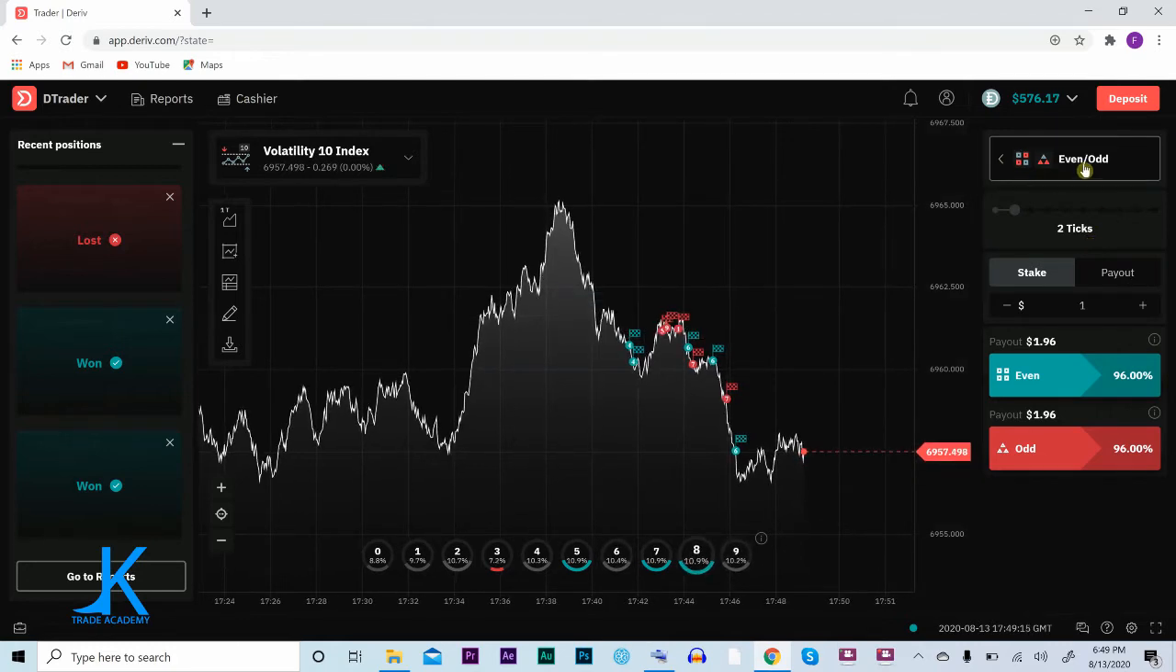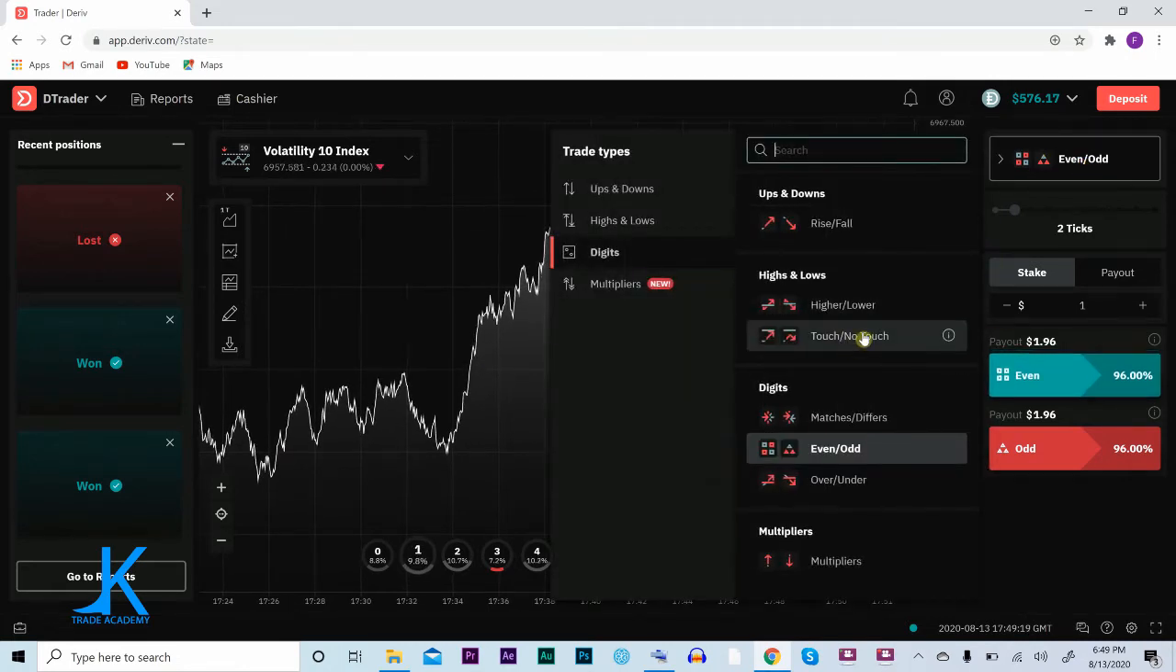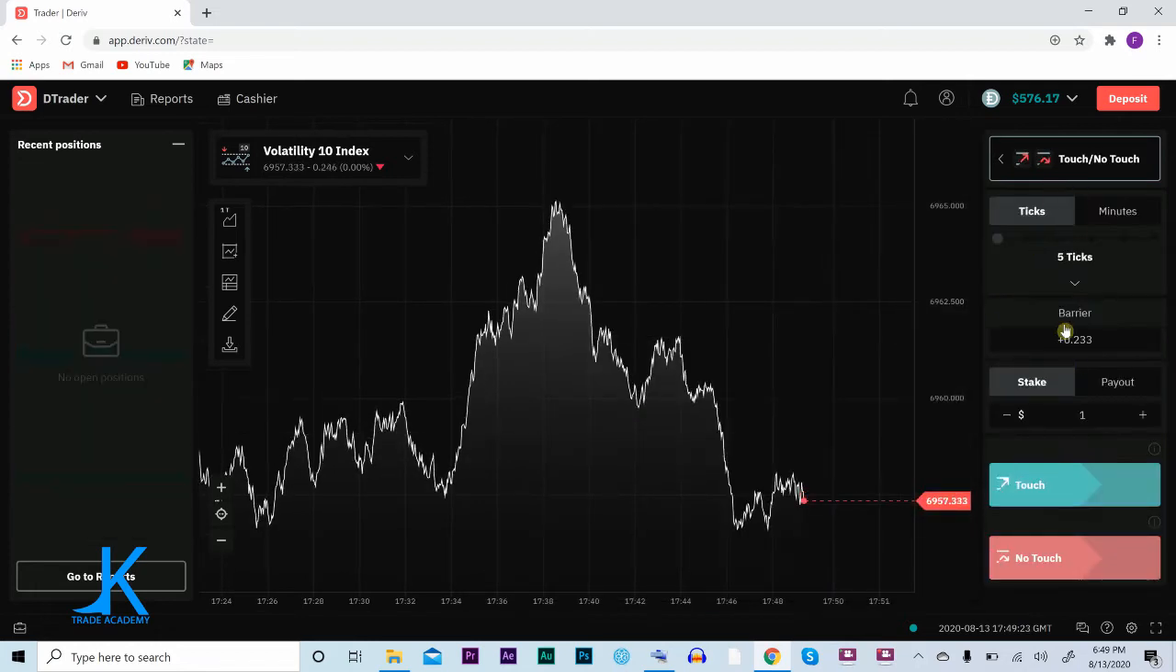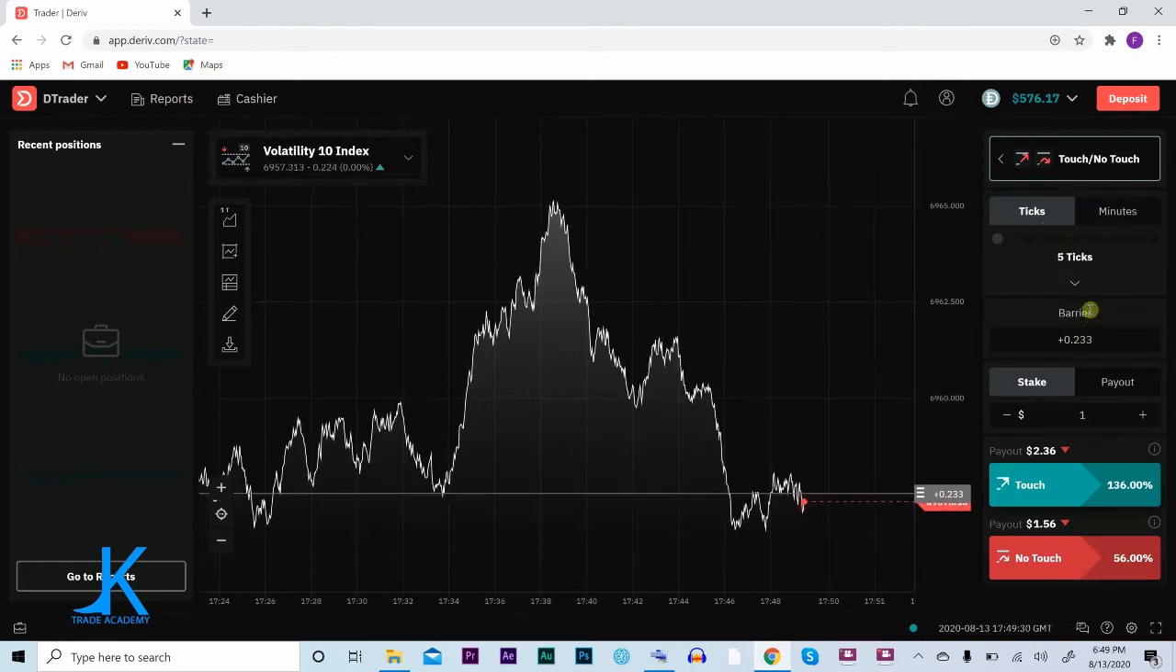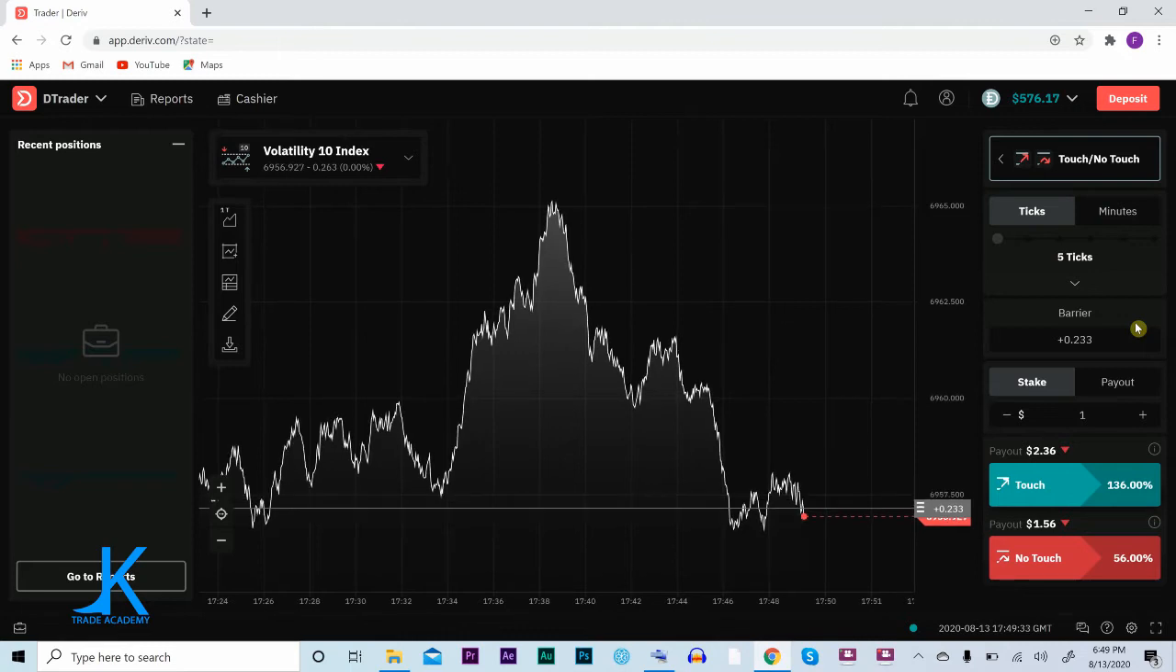Now let's go to our trade, where to get our trade. Now it is called touch and no touch. Touch and no touch. Most of you who have been trading binary know about touch and no touch. You'll be struggling with it to see how do I break it, how do I start making money with it, how do I start making profit with it.